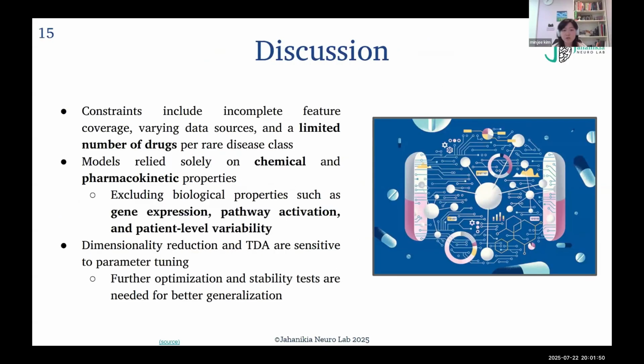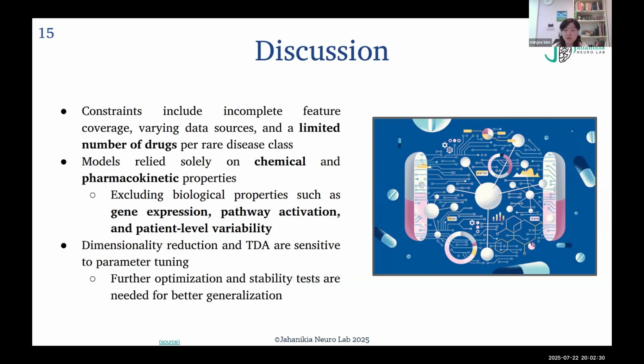Some limiting factors for our project include incomplete feature coverage, varying data sources where the reported information is conflicting, and the limited number of drugs available on market and the limited amount of information available about the drugs on market, specialized for our neurodegenerative diseases. For example, the drugs we included in the study mostly focus on treating symptoms and slowing down the progression of the disease. So our data would not be too helpful in finding specific cures for our diseases.